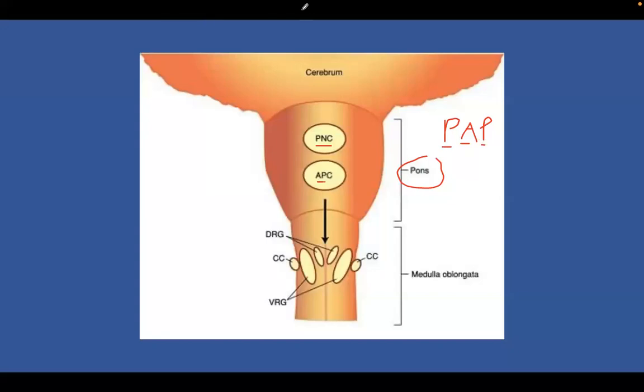Now, what important centers for respiration do you find in the medulla? Okay, very good. You have the dorsal respiratory group, and you have the ventral respiratory group. DRG and VRG are found in the medulla.